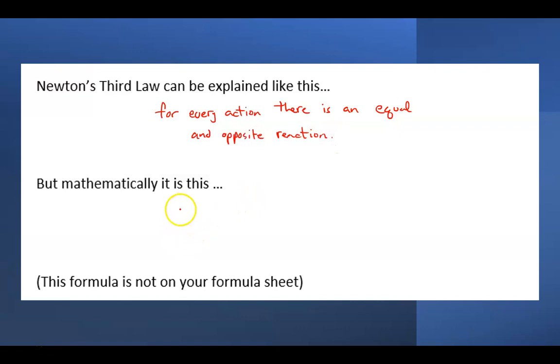So mathematically we could say this, that the force of A onto B is equal to negative, opposite, force of B on A. Now this is not on your formula sheet, but that's essentially what it is, right? It's saying here that if A initiates a force onto B, object B initiates a force onto A in an equal magnitude, but in the opposite direction.